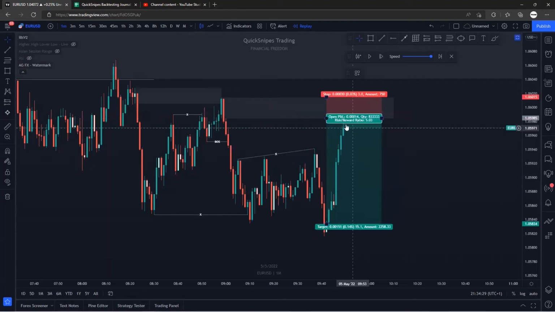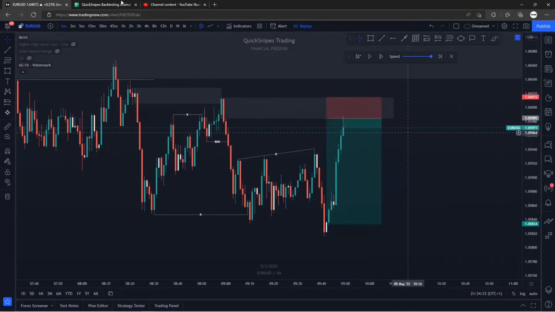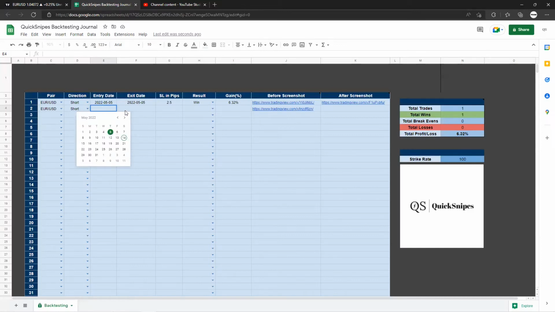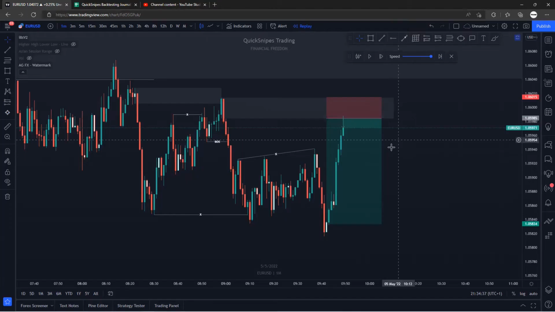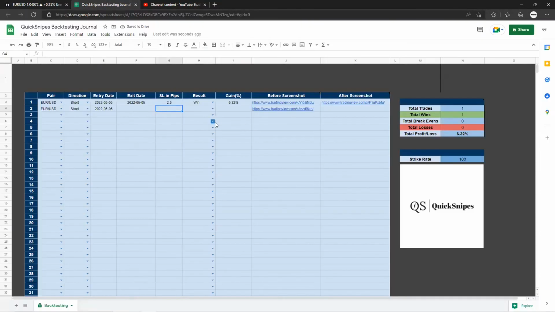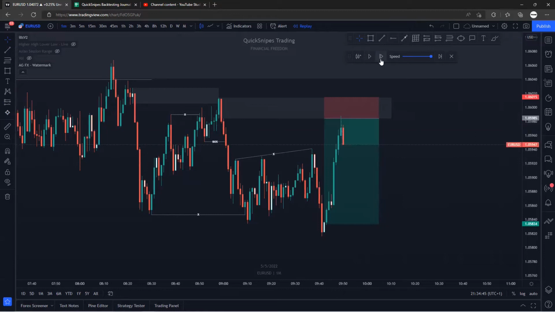Entry date would have been 5th of May. Still well within our trading hours. Stop loss in pips, 3 pips. We don't know if it's a win. We don't know the exit date yet. Okay, let's play it out.